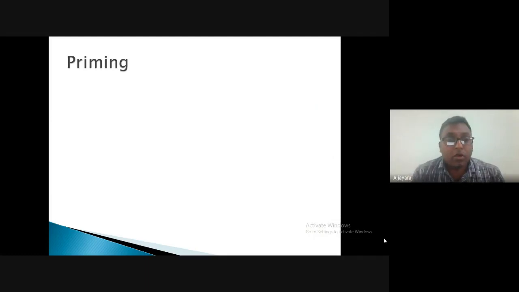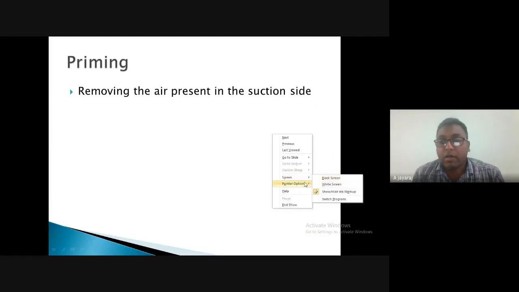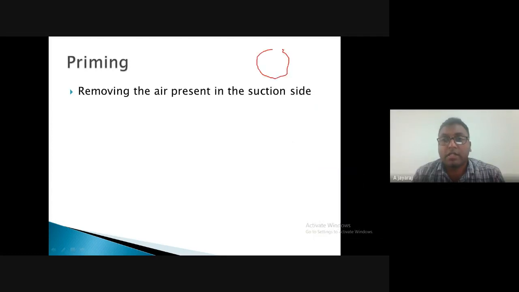So the next concept is priming. What exactly is priming? Priming is a simple process of removing air present in the suction side of the pump. Let us say this is the pump, we have the suction pipe and the delivery pipe. Suppose this is the suction, we want to remove the air present in this suction side. If this is the eye of the impeller, I want to remove the air present in the casing as well as the suction pipe and also part of the delivery pipe. Let us say up to here, I want to remove the air that is present inside.